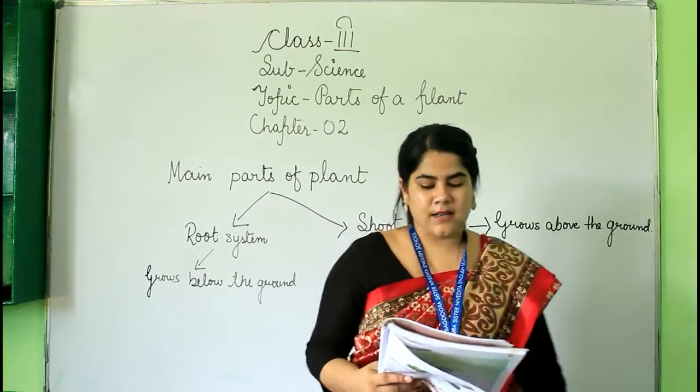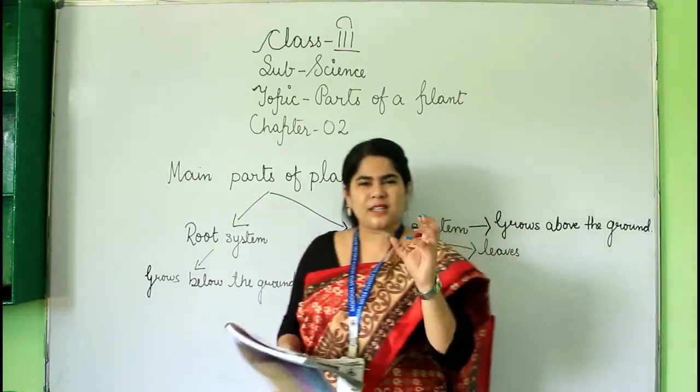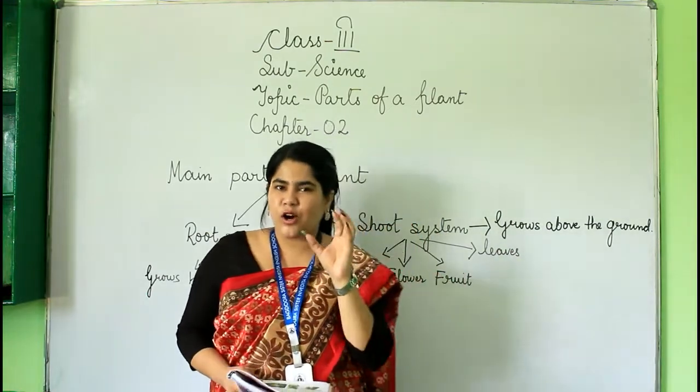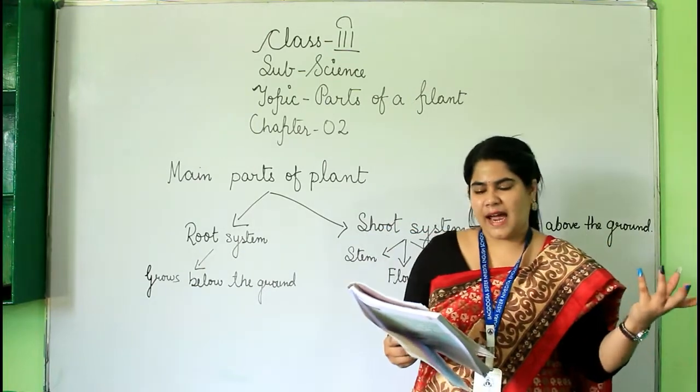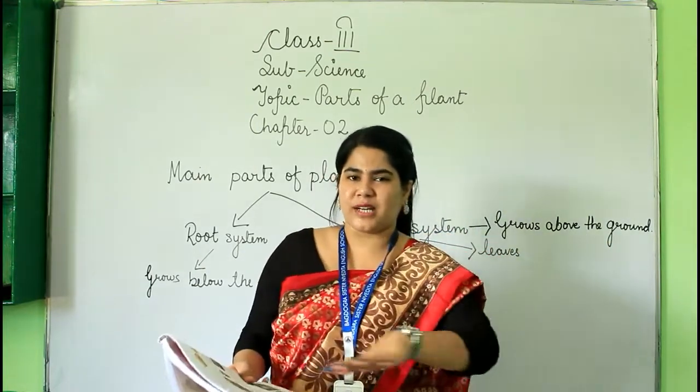Now second, shrubs. Have you gone through the rose plant? That plant is very short and there are several stems growing near the ground.